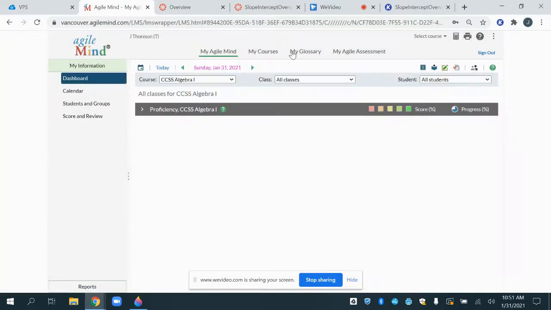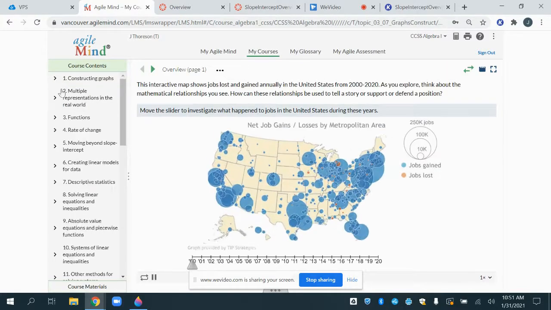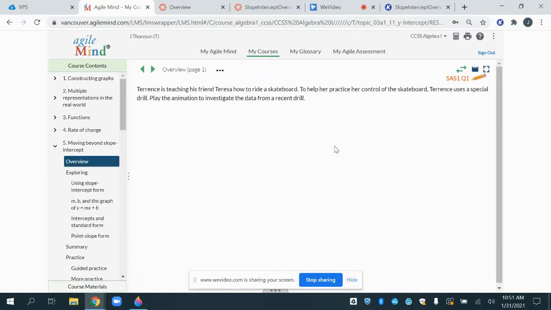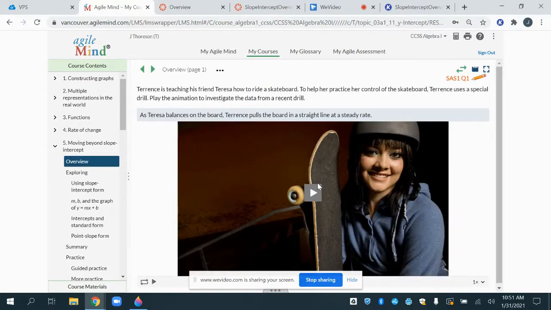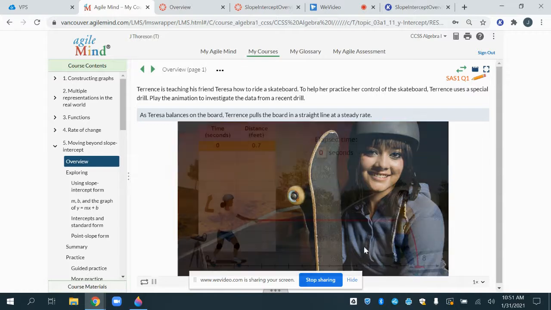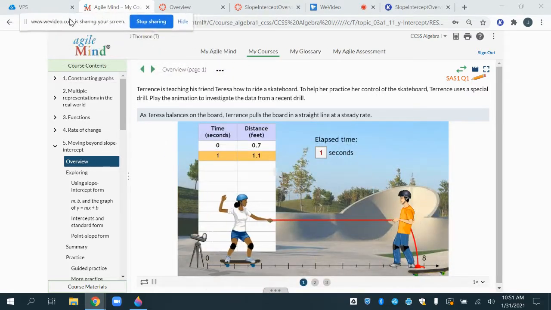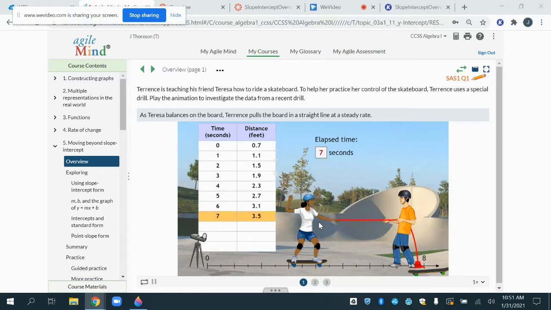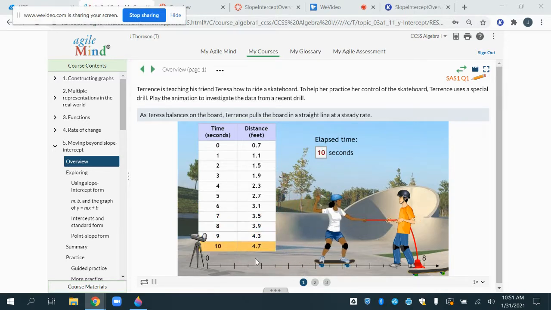Yay. Okay. So my course is algebra. Here's where we are. We've done 1, 2, 3, and 4. We're on 5 now. Here's what we have. Terrence and his friend. Oh, Terrence is our skateboarding person from earlier. We're going to play this animation and investigate some things. Terrence is pulling her with a rope and she is moving forward. Looks like she's moving forward at a constant rate.